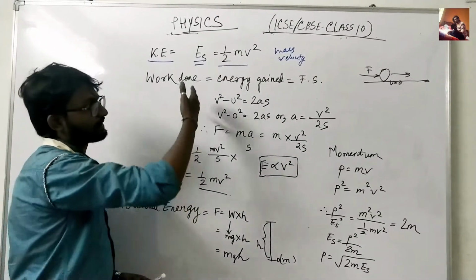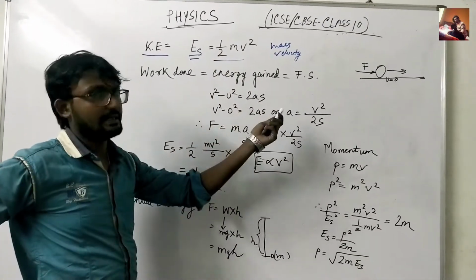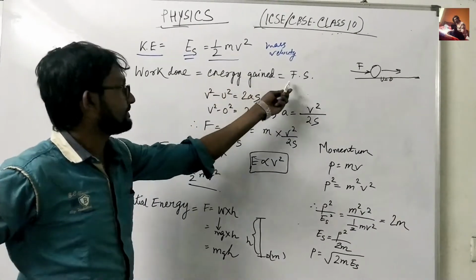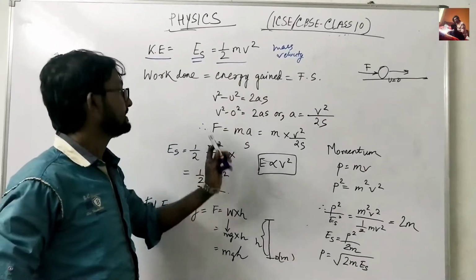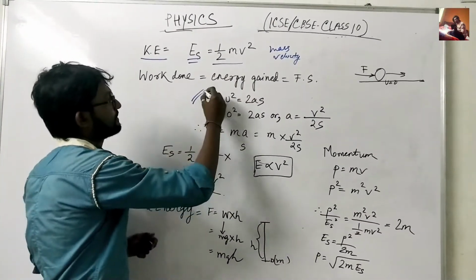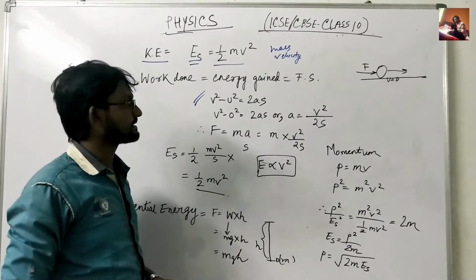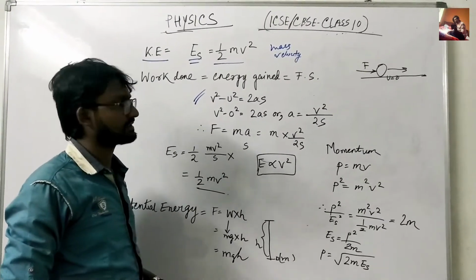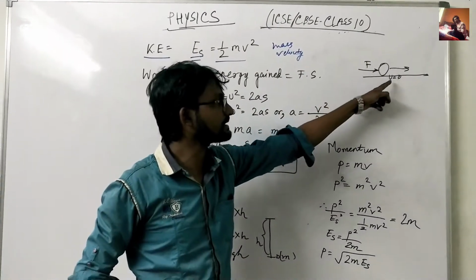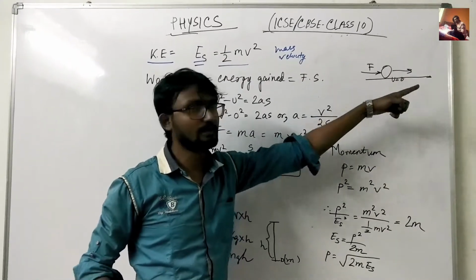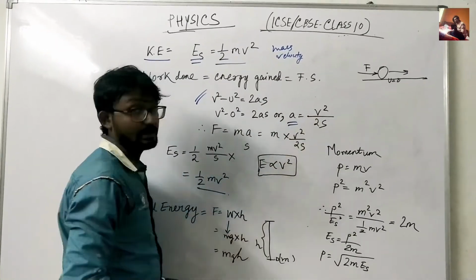As I've told you, work done is equal to energy gained. I am deriving this formula. Work done is equal to F into S, force into displacement, and that is nothing but the energy gained. For the derivation you need a formula for motion: v square minus u square equals 2as, where v is the final velocity, u is the initial velocity, a is the acceleration and s is the distance covered. The force is applied on this object. Initial velocity is 0, now it is moving, so the final velocity is v. From here we get a equal to v square by 2s.